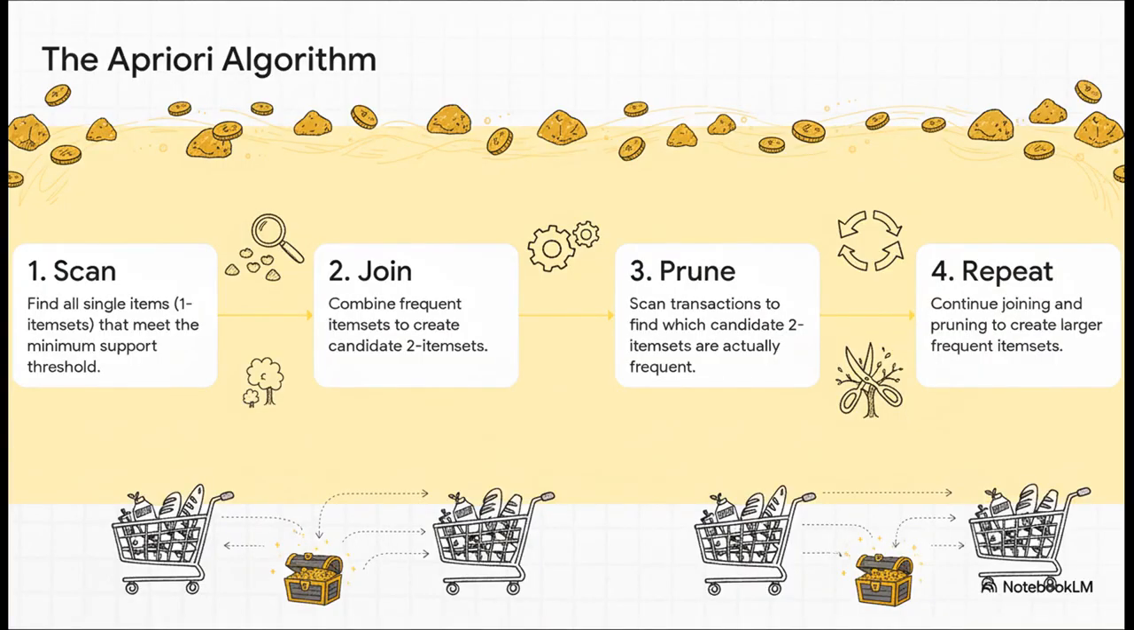So how on earth do you find these rules in data sets with millions of transactions? You can't possibly check every single combination. Well, we use this really smart process called the a priori algorithm. It works step by step.